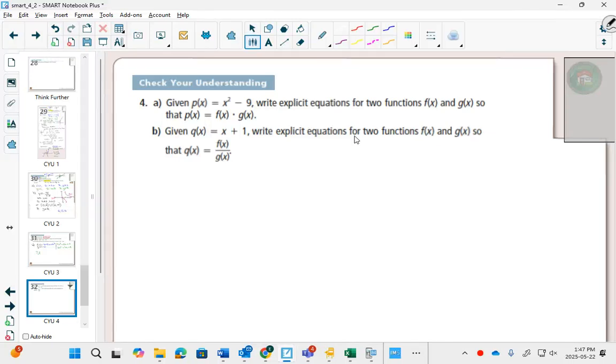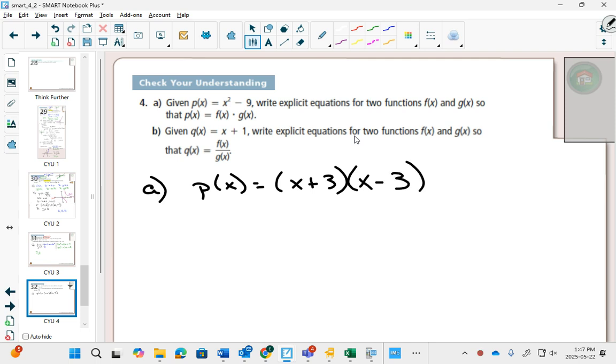Now, what I think they wanted you to do for A is to realize I could factor this to x plus 3, x minus 3. Then if I make f of x the x plus 3 and g of x the x minus 3, then perfect: p of x would equal f of x times g of x.